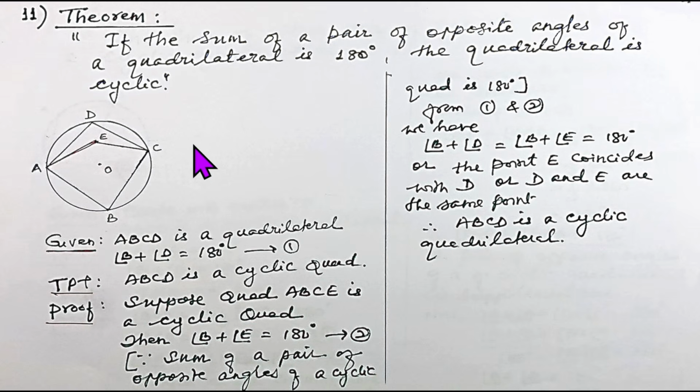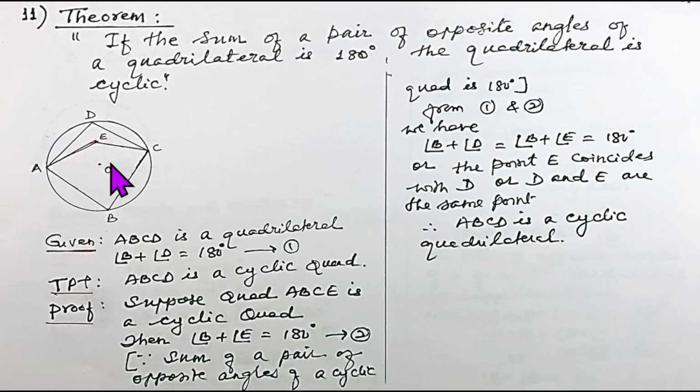Now let us suppose here that ABCD is not a cyclic quadrilateral. That means D does not lie on the circle. Let E lie on the circle. Then ABCE is a cyclic quadrilateral. If ABCE is a cyclic quadrilateral, then angle B plus angle E is equal to 180, because the opposite angles of a cyclic quadrilateral are supplementary.